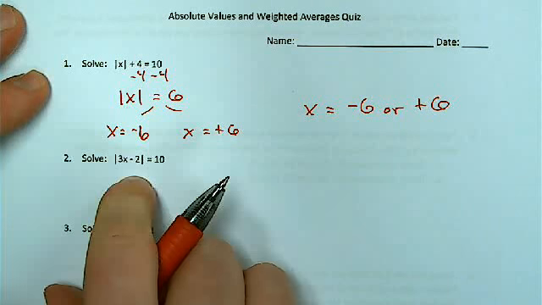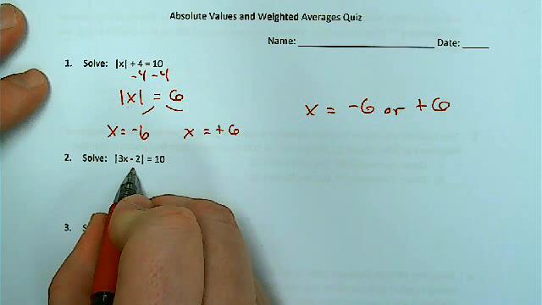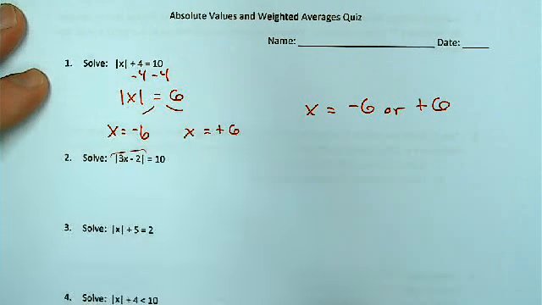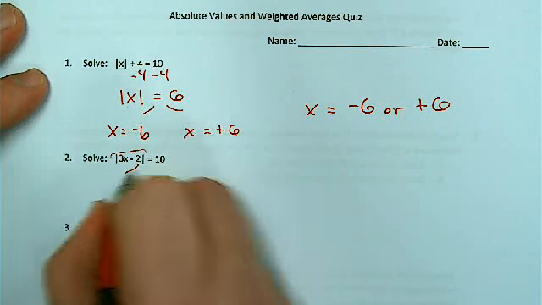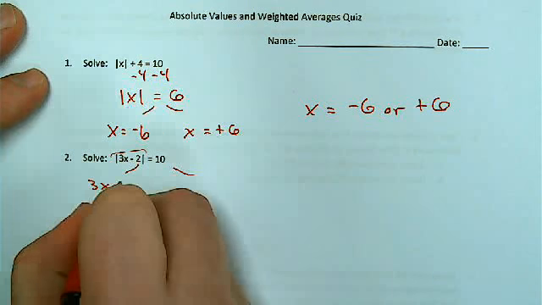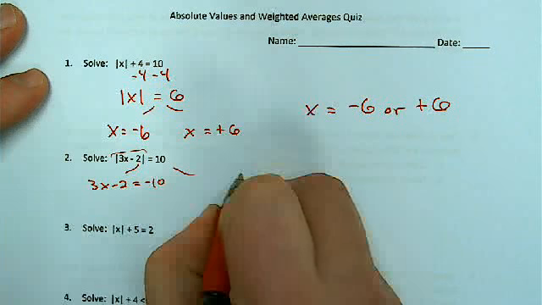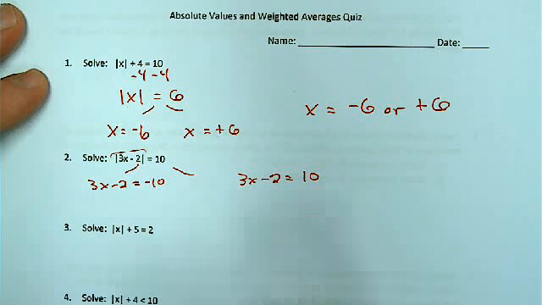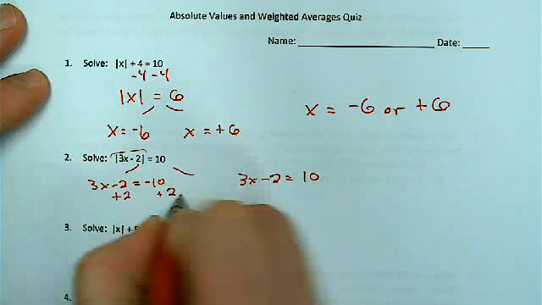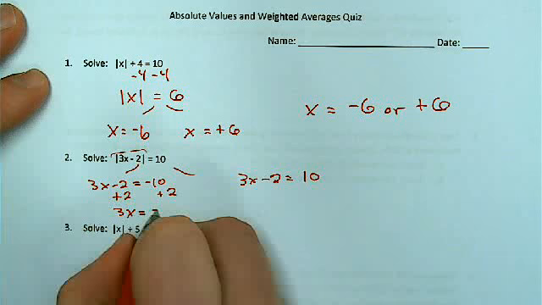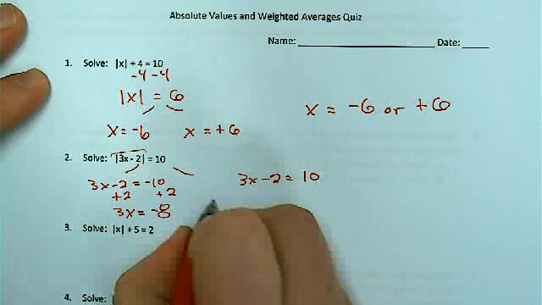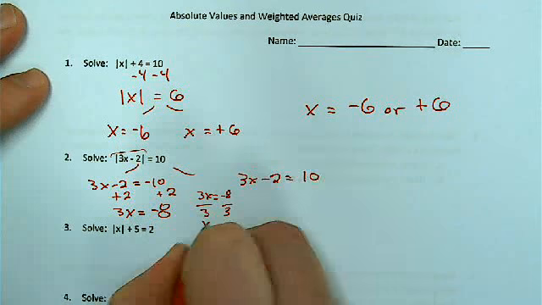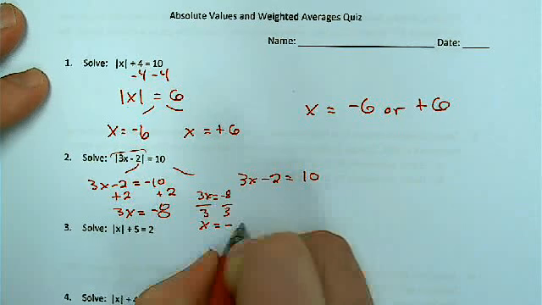Now if we take a look at number 2, I can go ahead and split this into its two cases because the absolute value is all by itself on one side. So when I split my cases, 3x minus 2 equals negative 10, or 3x minus 2 equals a positive 10. Now I have to solve those two equations. Add 2 to both sides. Gives me 3x is equal to a negative 8. Divide each side by 3. I get x is equal to a negative 8/3.